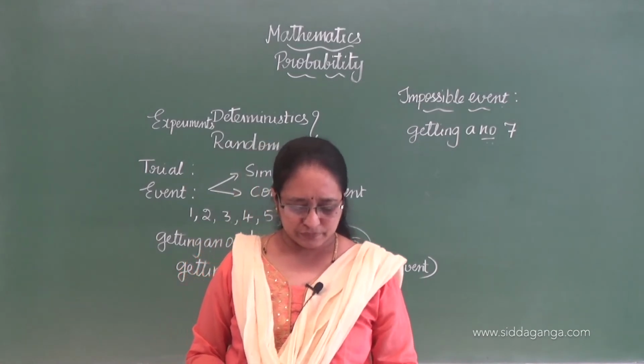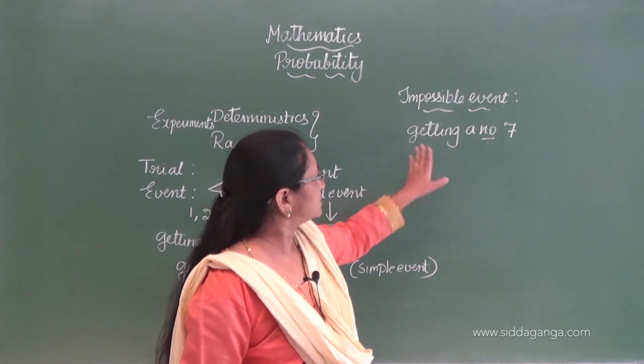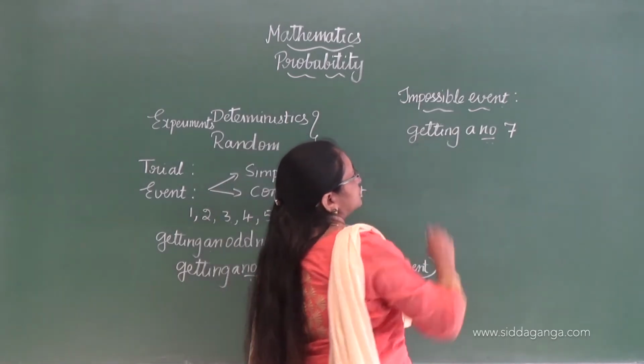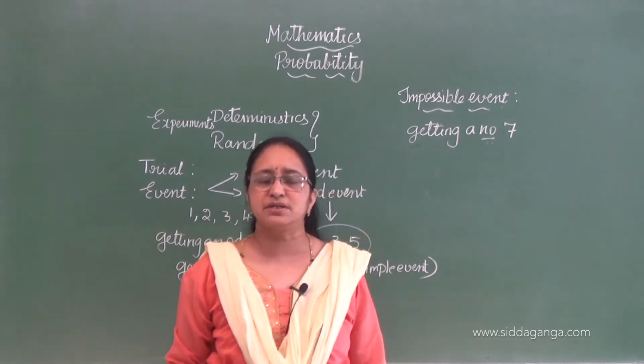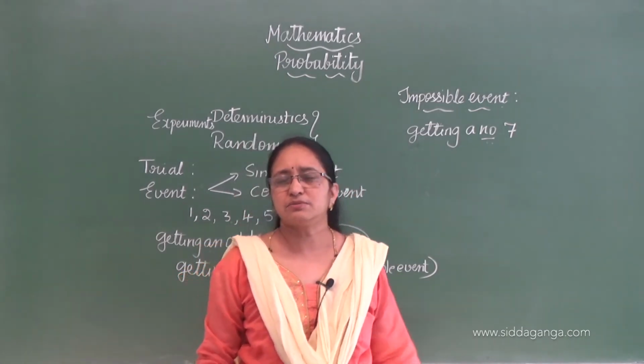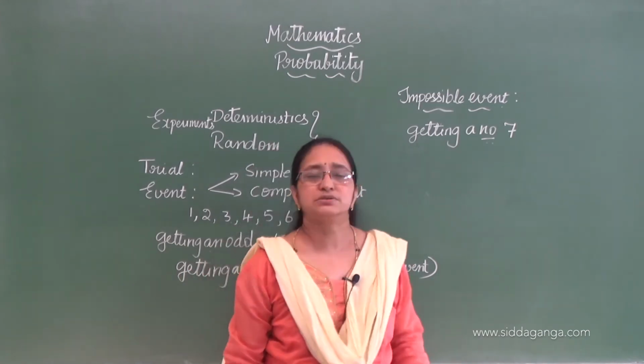Or getting 9 when you roll the dice, getting a 9 is an impossible event. It is not possible, it cannot happen. So, that is called an impossible event.